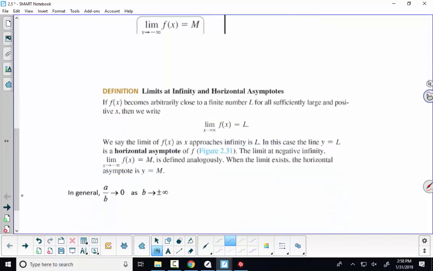But in any case, if that's the situation, if x approaches infinity or negative infinity, then you've got a horizontal asymptote at L or horizontal asymptote at M. So when we approach a finite number and the limit is infinite, that's a vertical asymptote. When we approach infinity and the limit is finite, that's a horizontal asymptote. So we kind of interchange the role of x and y with these two.